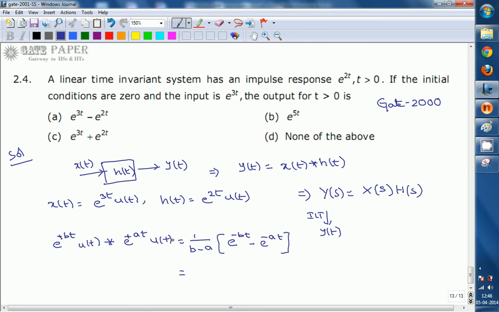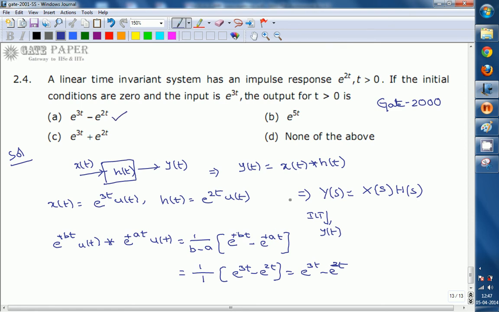If it is plus, then it becomes e^(bt) and e^(at). Then b equals 3 and a equals 2 are given, so 3 minus 2 is 1, and the result is e^(3t) minus e^(2t). Simply we can find the answer: e^(3t) minus e^(2t) is the answer. Directly we can find it like this.